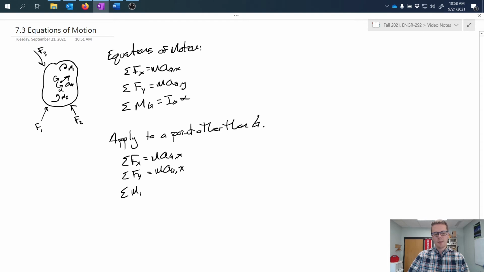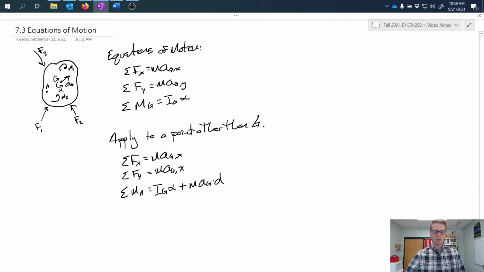However, it may be convenient to sum the moments about some other point, which I'm going to label A. I can arbitrarily pick a location up here, A, for discussion. And if we do that, we can rewrite these equations by taking into account the motion around G, but now including a term which accounts for the fact that the position of point A is itself moving with respect to G.